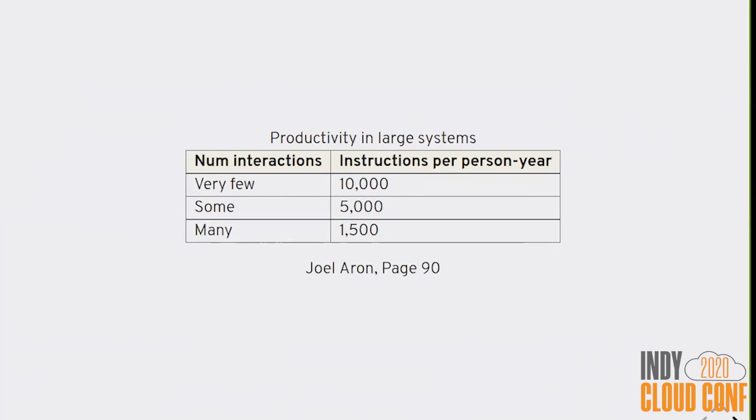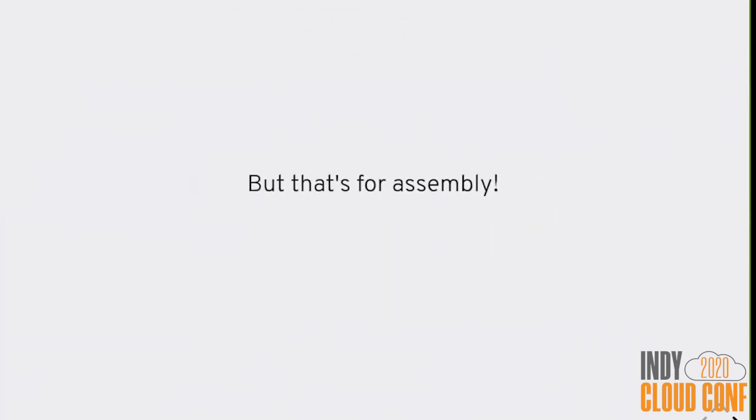Of course, what does large mean here? 25 programmers and 30,000 instructions. That's not that big. That's actually a very large programming team and a very small code base. Of course, one thing to note, this study was done on assembly. None of us are writing in assembly, I hope.